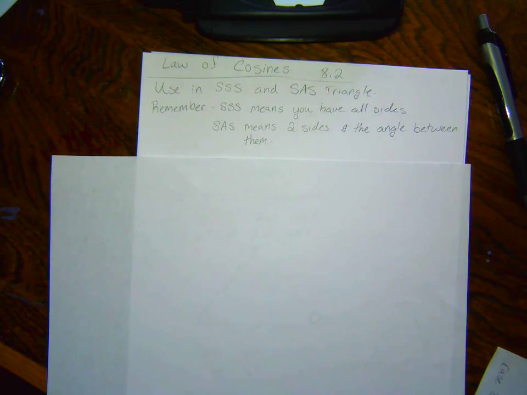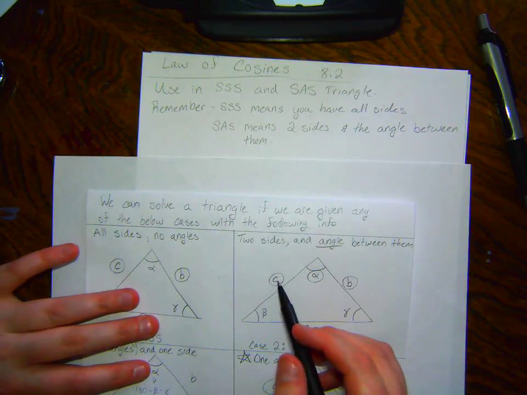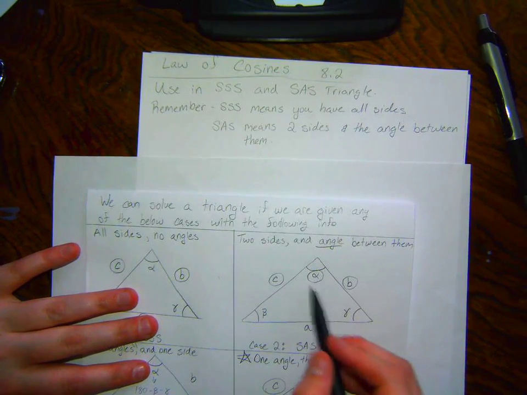Alright, as promised, we're going to start talking about 8.2, that's law of cosines. We use this in side-side-side triangles and side-angle-side triangles. Remember from the last video that side-side-side means you have all sides. This means that we're going to be solving for the interior angles. And remember that side-angle-side means that you have two sides and then the angle between them.